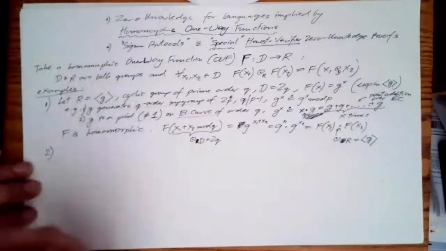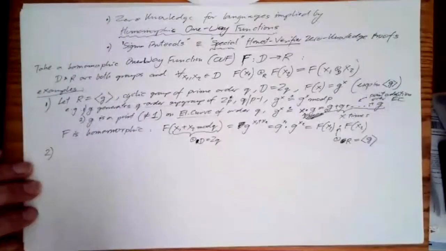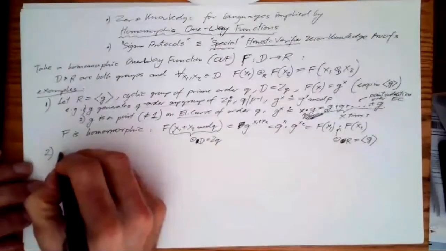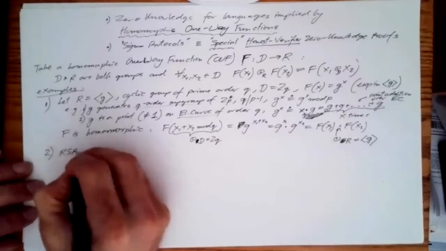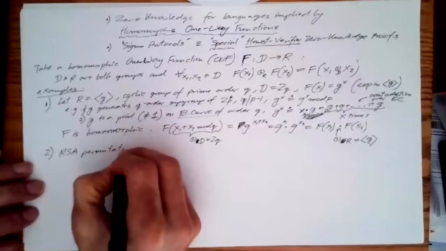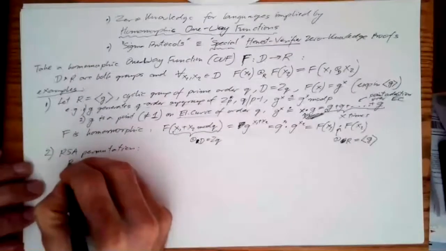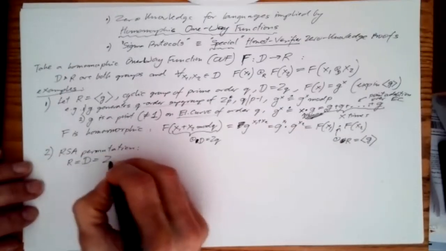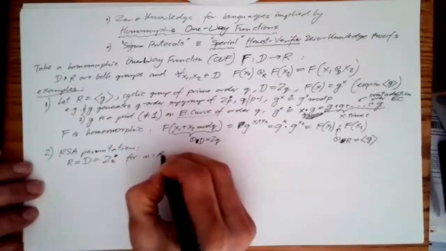Another flagship homomorphic permutation is the RSA one-way function. The RSA permutation: the range is the same as the domain, and is Z_n star for n an RSA modulus.